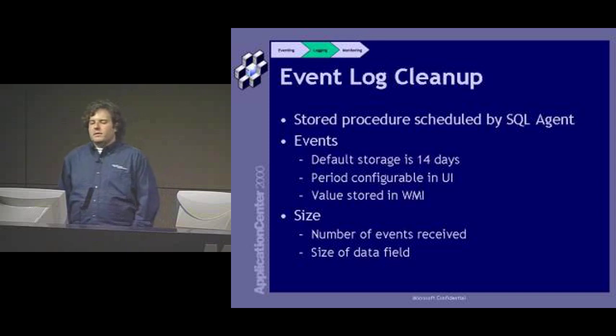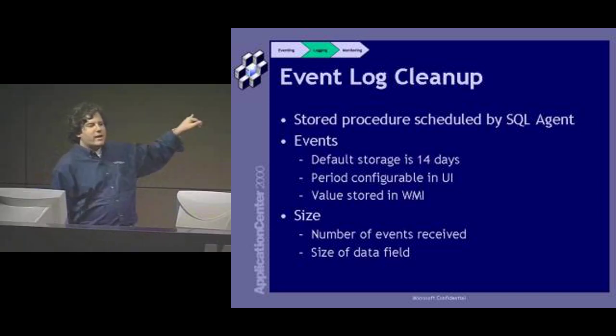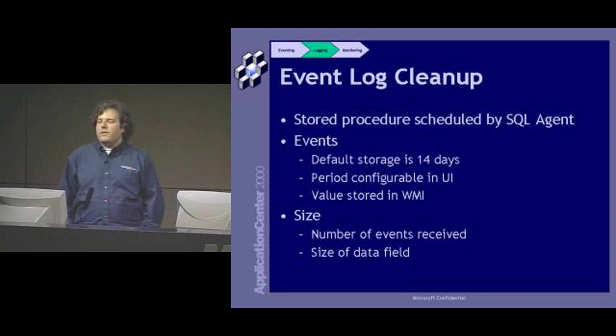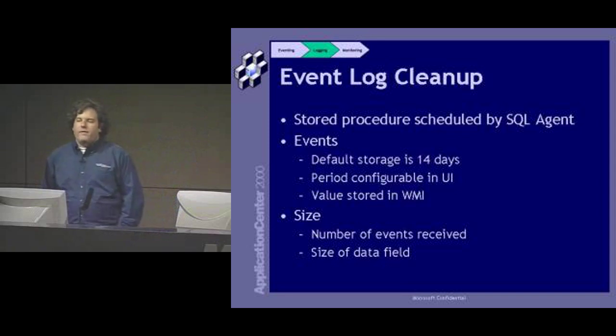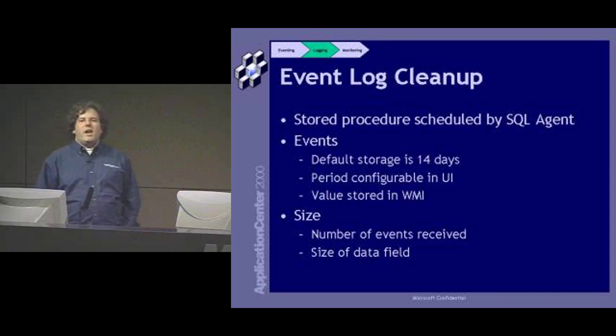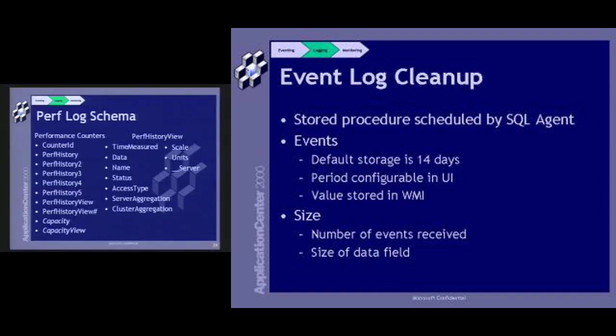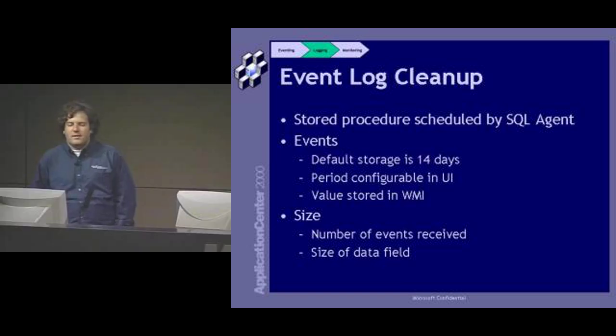The perf log schema: we have a counter ID table that has the metadata for each counter that we collect, and a table for each of the time intervals. The 10-second interval is in the perf history table, with a view for each of those tables. We're also setting up two tables for the capacity planning tool that will be in our resource kit. And then the view is giving you the time of the counter, the data, the counter name, all the aggregation methods, scale units, etc.